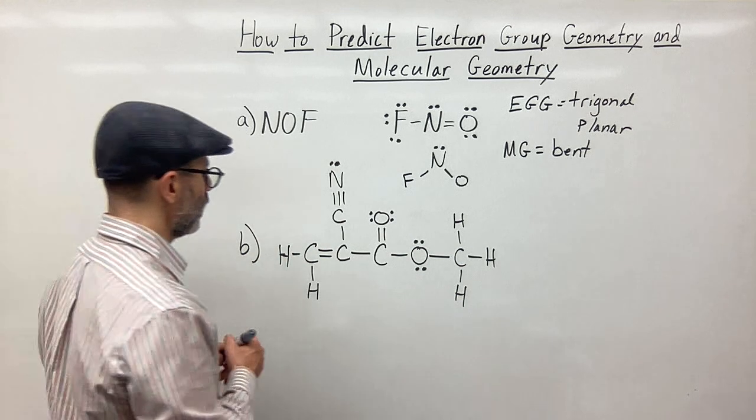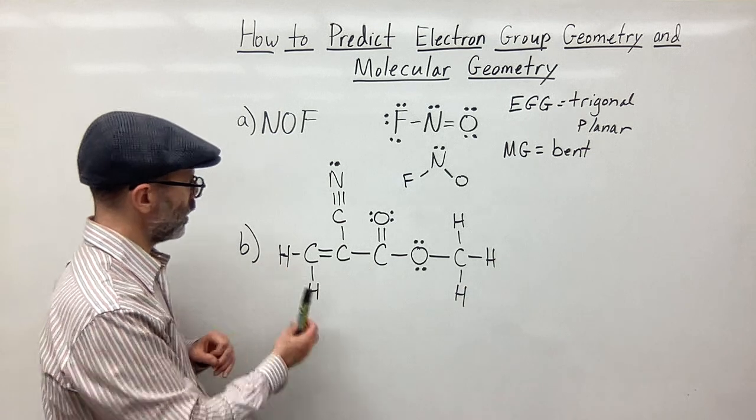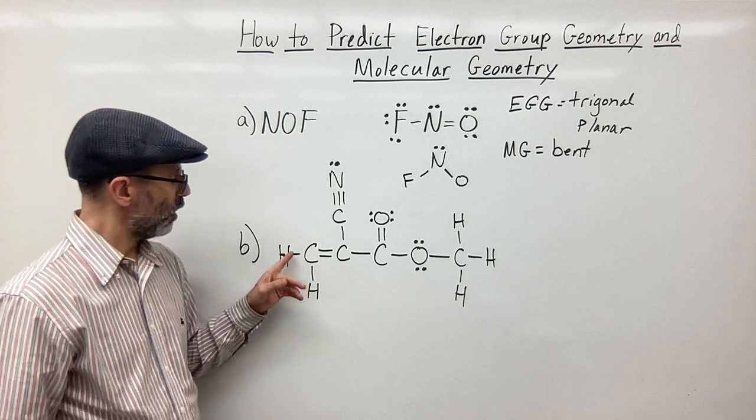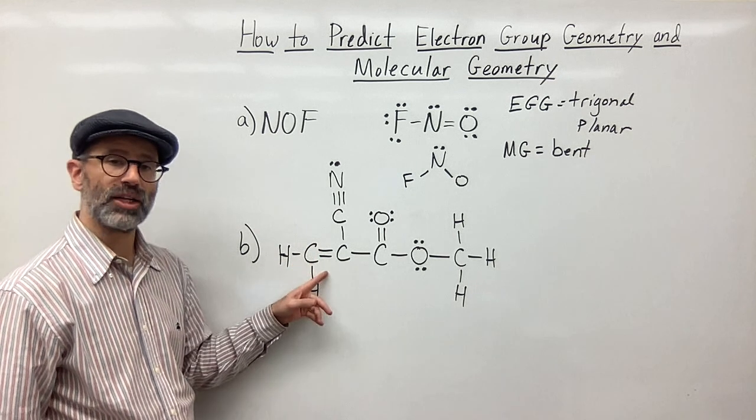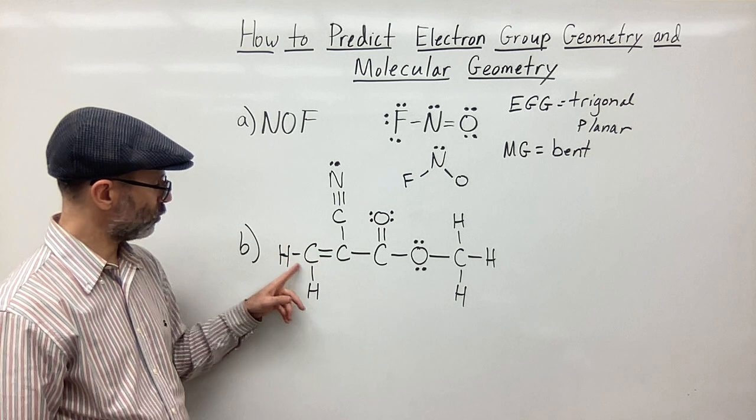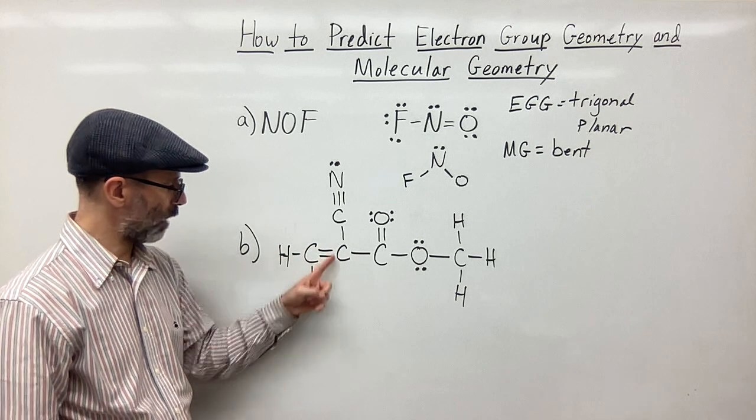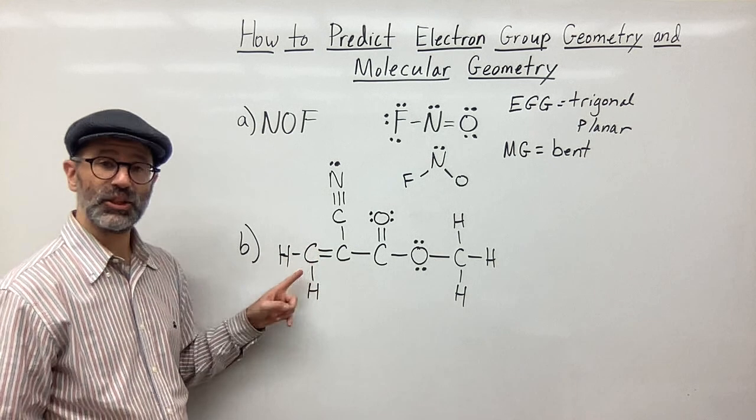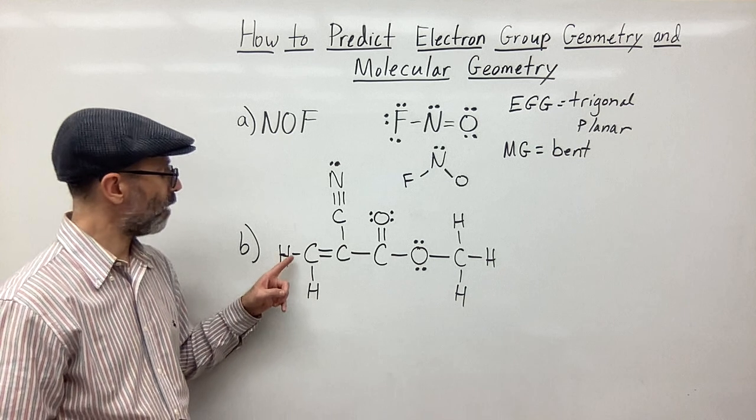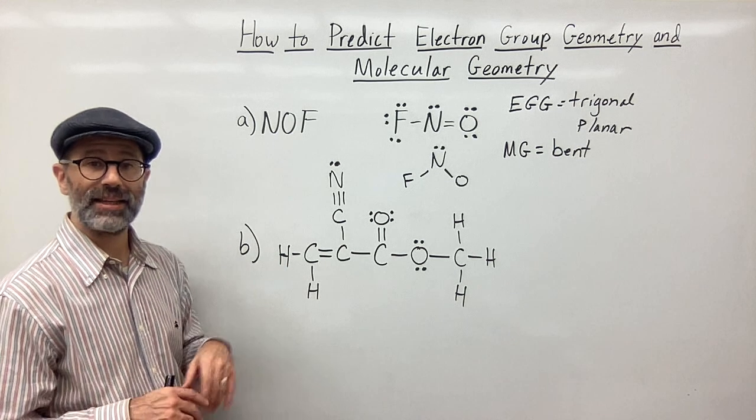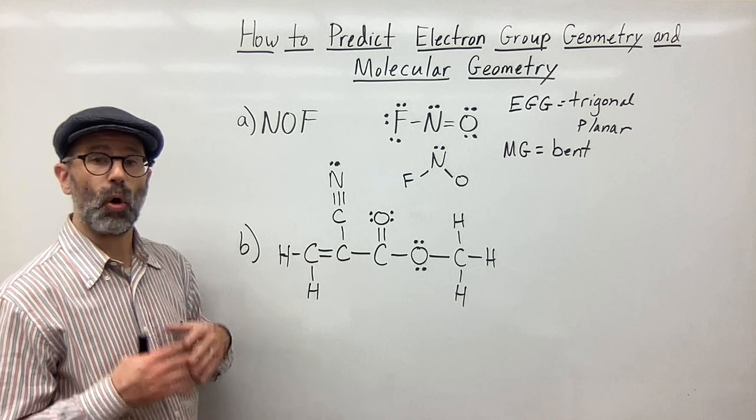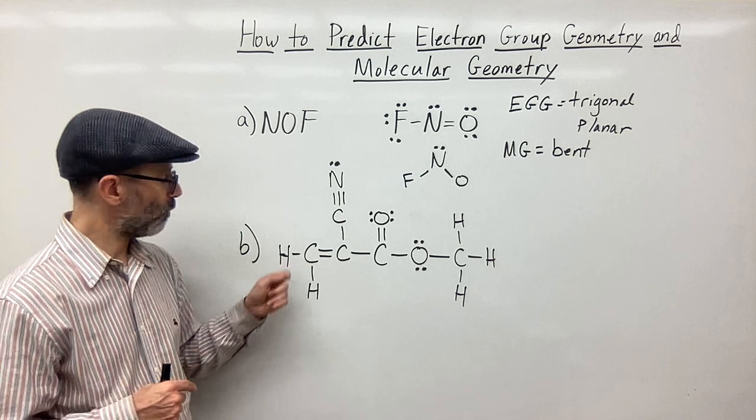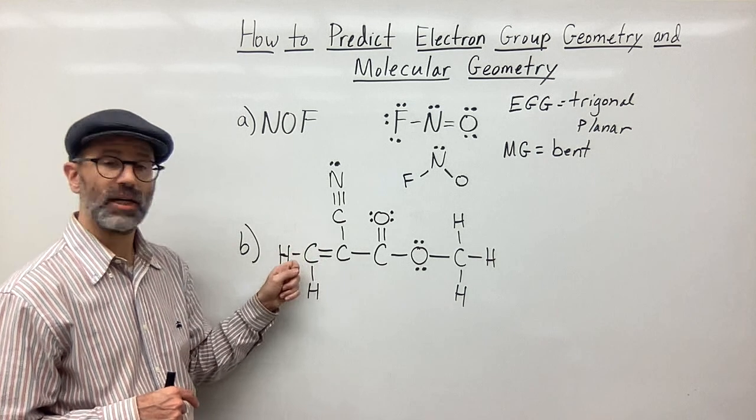So again, we can look at this carbon here. So here we have how many electron groups? 1, 2, and 3. So here we have 3 electron groups. Remember, the double bond is 1 electron group. So this is 1, 2, and 3. So I have a total of 3 electron groups around this carbon. So here, I don't have any lone pairs. So in this situation, if you have no lone pairs, then the molecular geometry and the electron group geometry are identical. That's the only time that you're going to have an identical electron group geometry and molecular geometry, and that's when you have no lone pairs on your central atom.